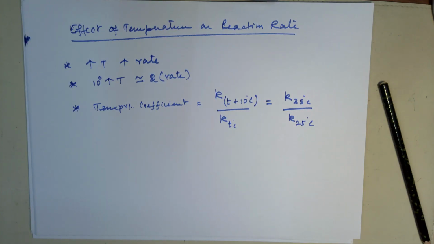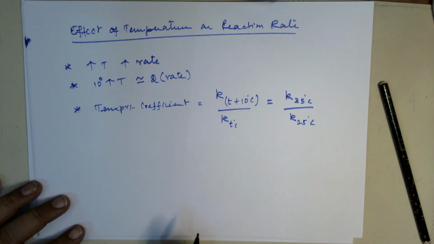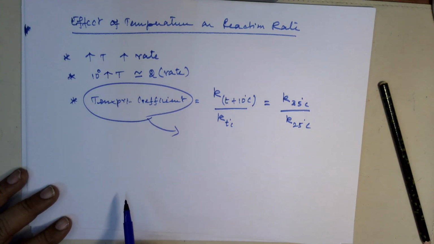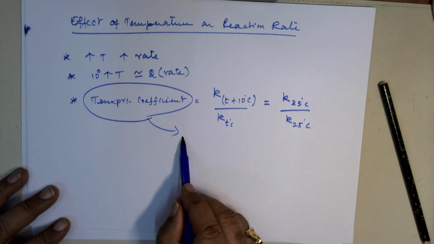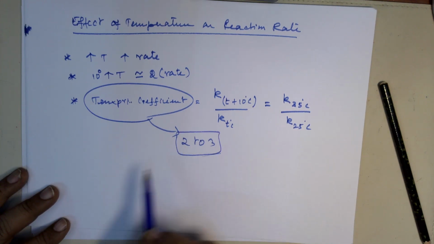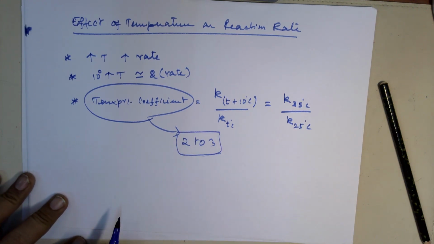They may ask, what is the temperature coefficient? Usually this temperature coefficient may vary between 2 to 3. Either it can be 2 times or 3 times.